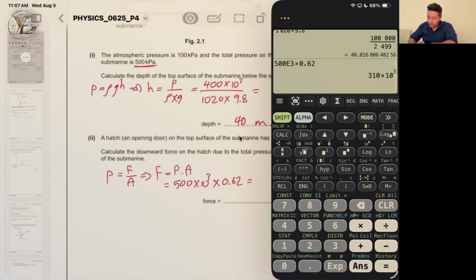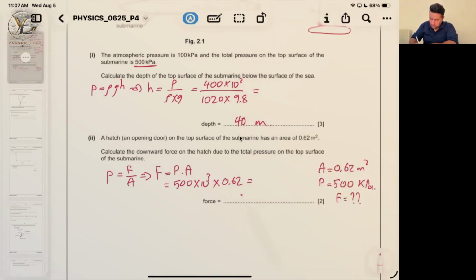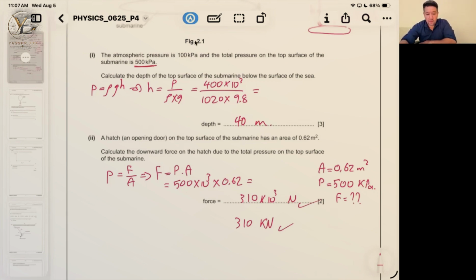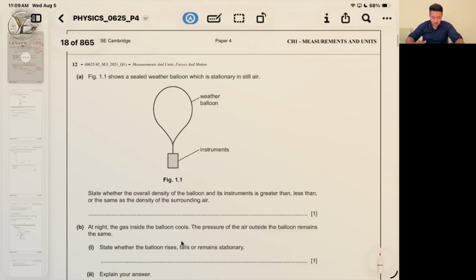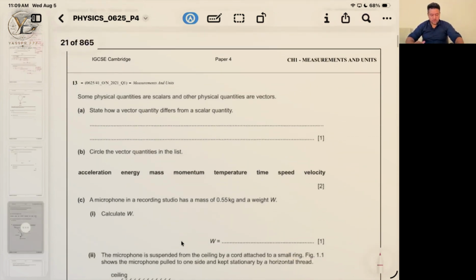The answer would be 310 times 10 to the power of 3, or 310 kilonewtons. 310 times 10 to the power of 3 newtons, of course, or 310 kilonewtons. You can write it like this, correct, or like that, correct. Okay. Let's see another question with a different idea.